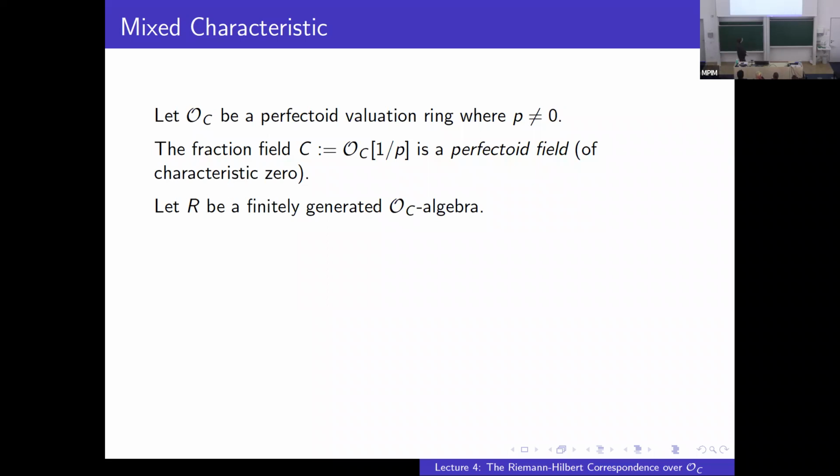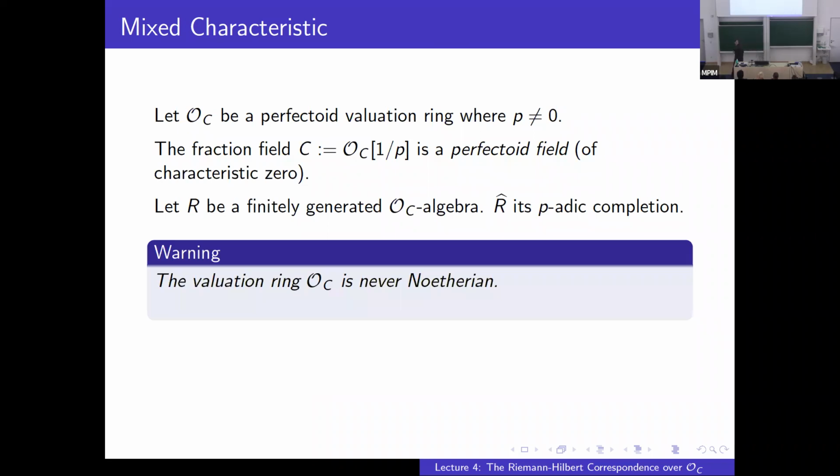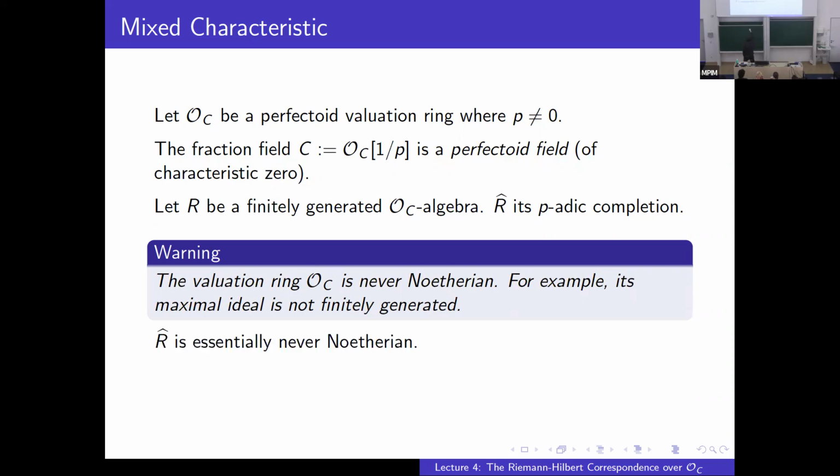So let R be a finitely generated algebra over O_C. And let me write R hat for its p-adic completion in the following discussion. Something to be careful of is that a valuation ring like this is essentially never Noetherian. The maximal ideal, for example, is not finitely generated. So these are very far from being discrete valuation rings. And as a consequence, these rings like R hat are essentially never Noetherian.